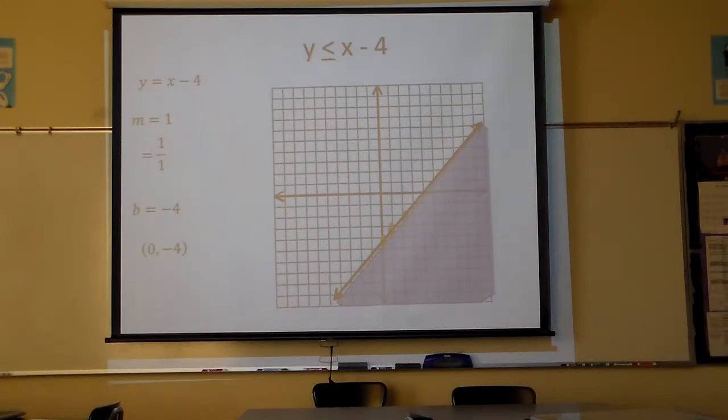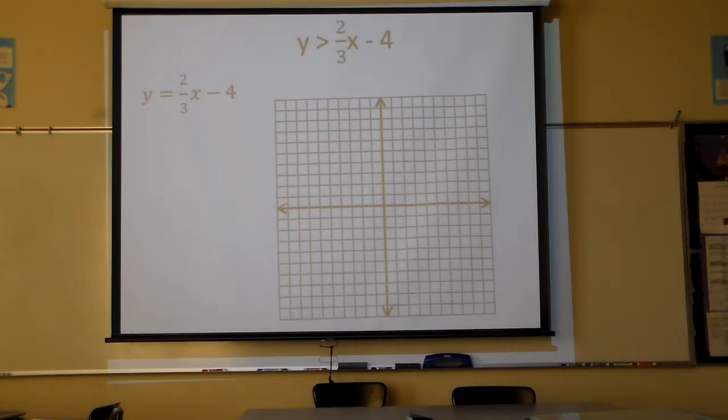All right. So now let's graph this one, y greater than 2/3 x minus 4. So I'm going to write it down here like it's an equal. What's my slope? 2/3. What's the y-intercept? -4. So I'm going to go down -4 to start with, and go up 2 over 3, up 2 over 3.